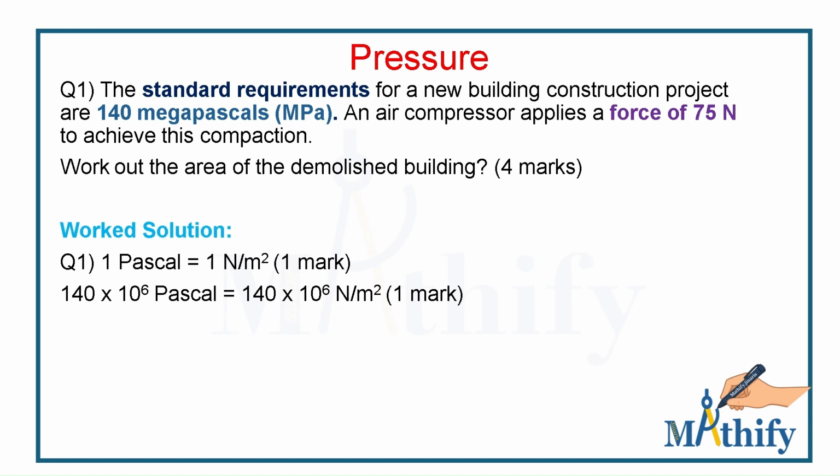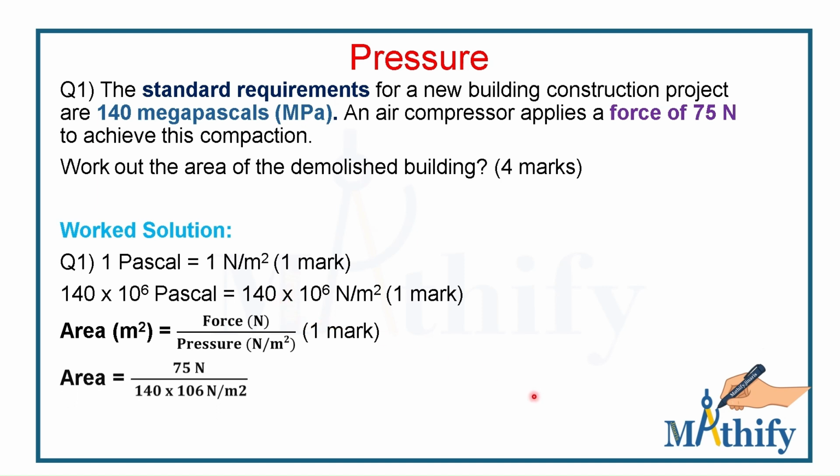Next, we need to work out area. The only way we can do this is area is equal to force over pressure. Our area is measured in meters squared. Our force is in newtons, so we have 75 newtons here. Our pressure is in newtons per meter squared, so 140 times 10 to the power of 6 newtons per meter squared. So that will be your 3rd mark for the correct formula.